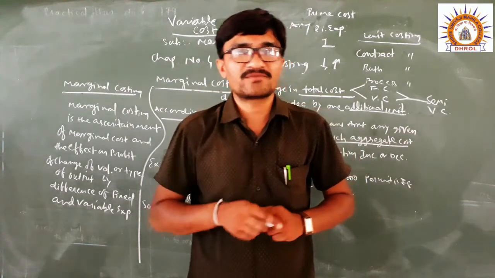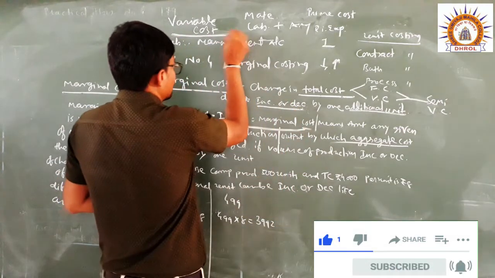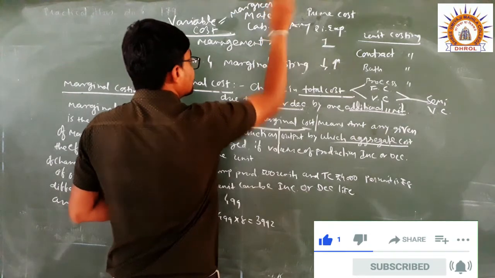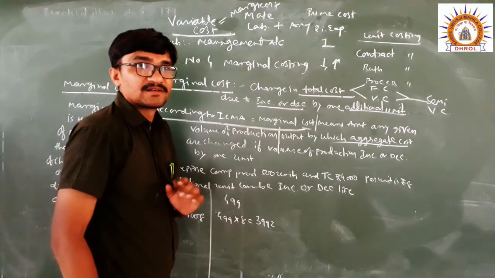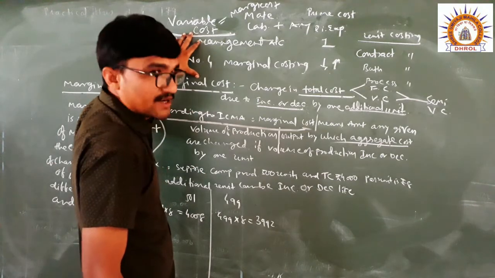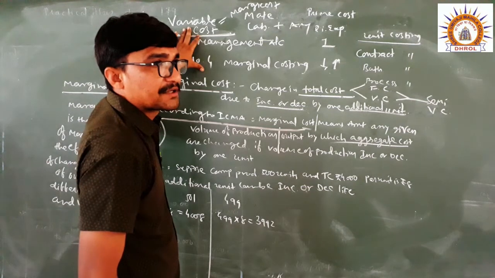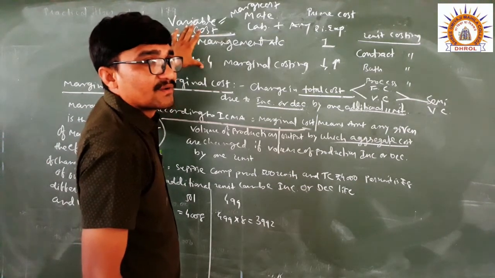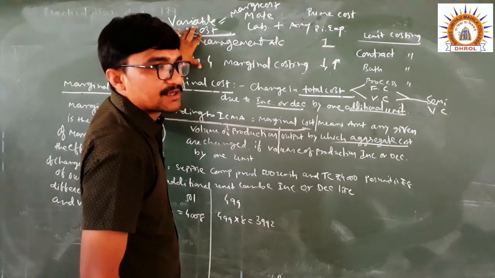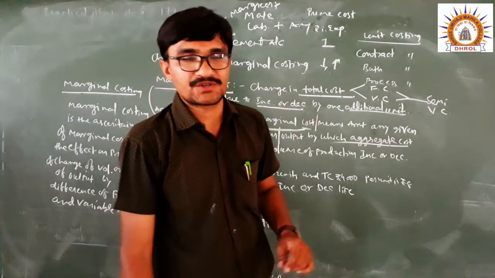Variable cost in terms of rupees, right? See, the variable cost is also known as marginal cost. So keep in mind, variable cost in terms of per unit itself remains constant, right? But variable cost in terms of rupees changes.